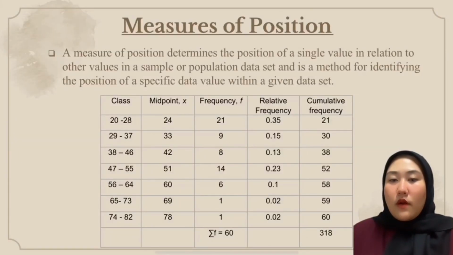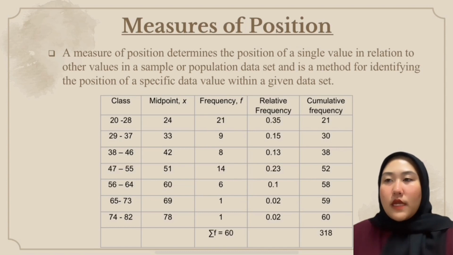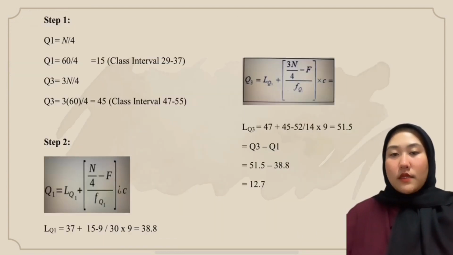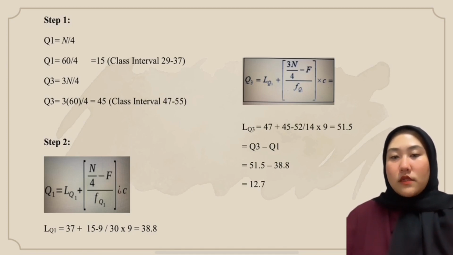Okay, I will continue with the part on measure of position. A measure of position determines the position of a single value in relation to the other values in a sample or population dataset, and is a method to identify the position of a specific data value within a given dataset. Okay, this is for the table dataset, and we have step 1, step 2 to know the solution.